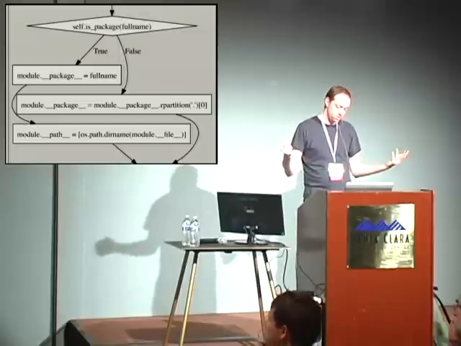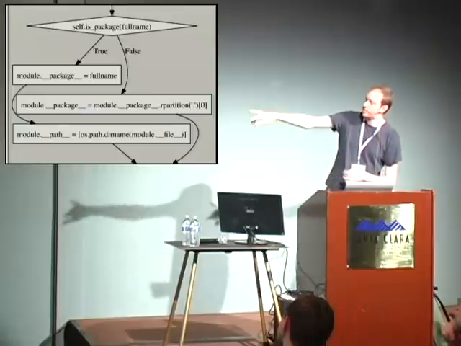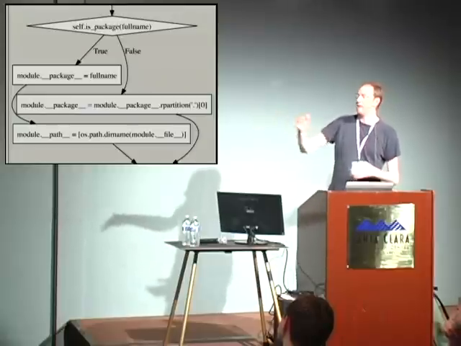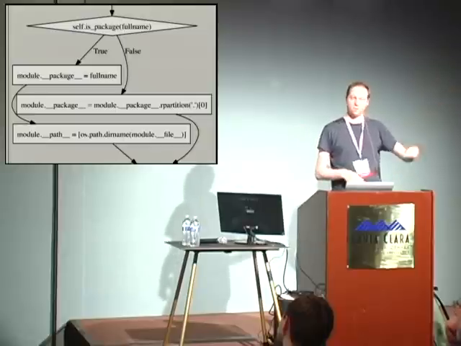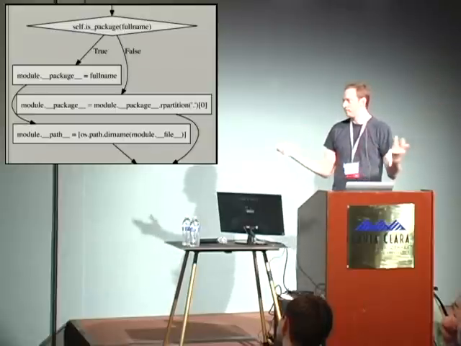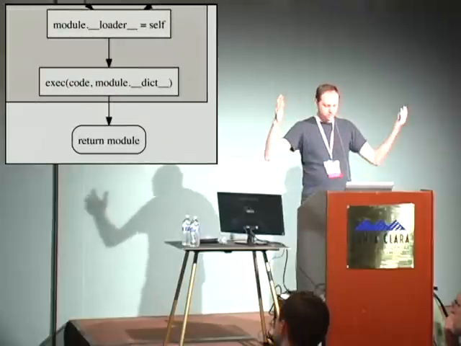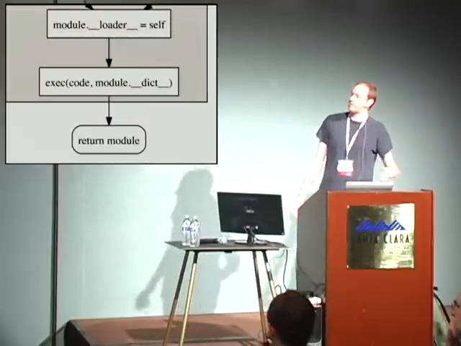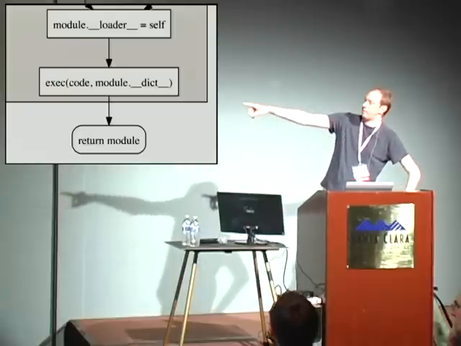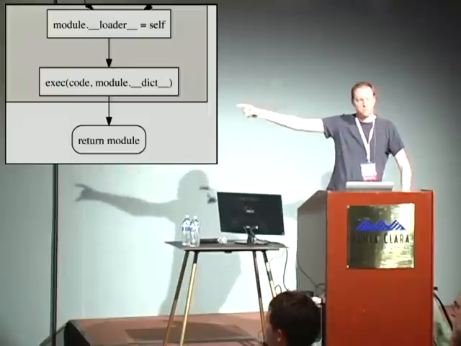If it's not a package, then __package__ is basically taking a partition of the name and taking the first half. So this is either the empty string if it's top level, or basically just the package if it's the module itself. So with all that done, you set __loader__ to self, and you do the magical incantation of exec with the code object under the __dict__ of the module, and that magically makes the module happen.